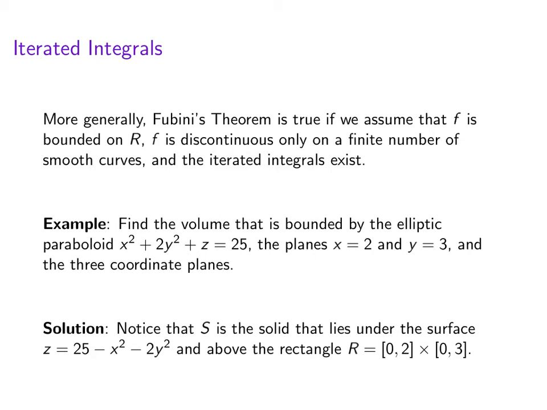So S is the solid that lies under the surface z equals 25 minus x squared minus 2y squared. You see I've just solved for z. And above the rectangle [0, 2] cross [0, 3].